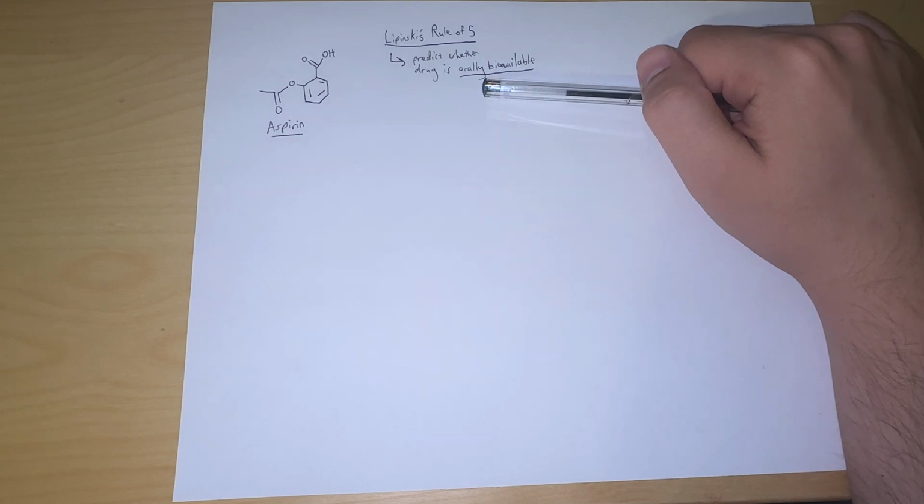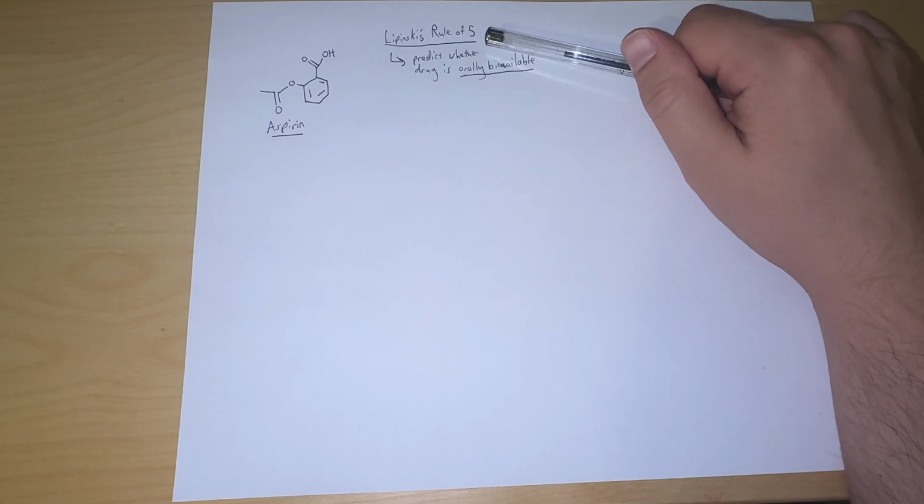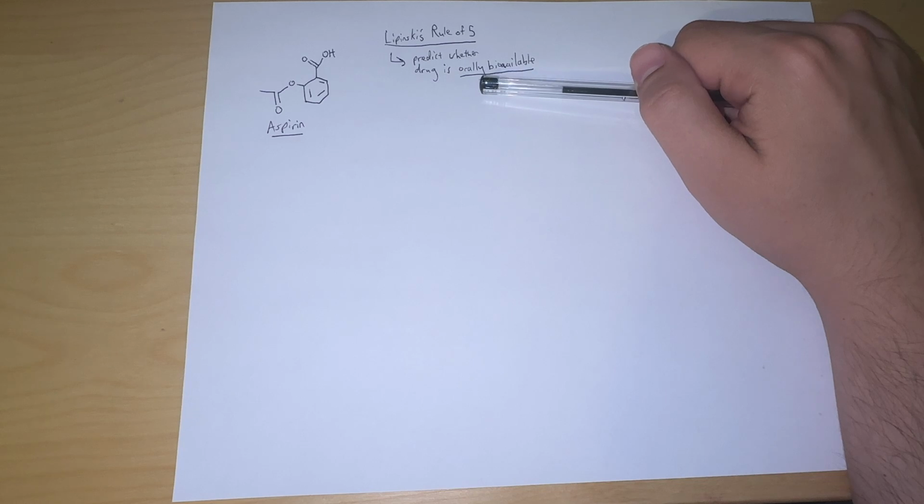That means it goes into your stomach, into your small intestine, dissolves through the lipid bilayer of the intestinal wall, the epithelial cells, and enters into your bloodstream. This does not mean that it crosses the CNS barrier. So oral bioavailability with Lipinski's Rule of 5 just means it enters your bloodstream.